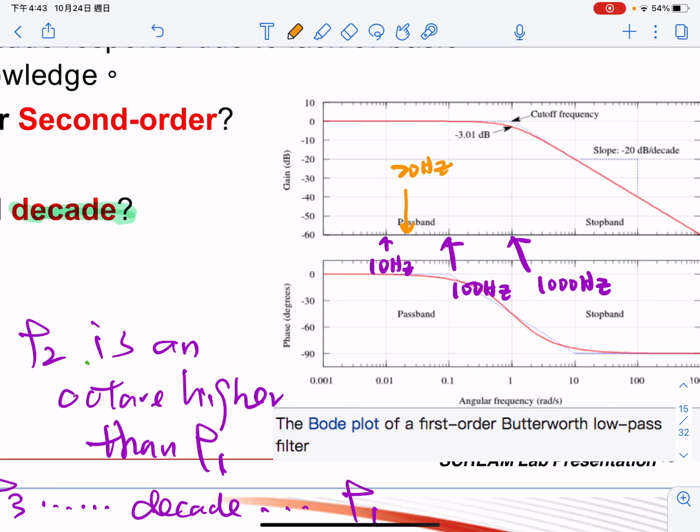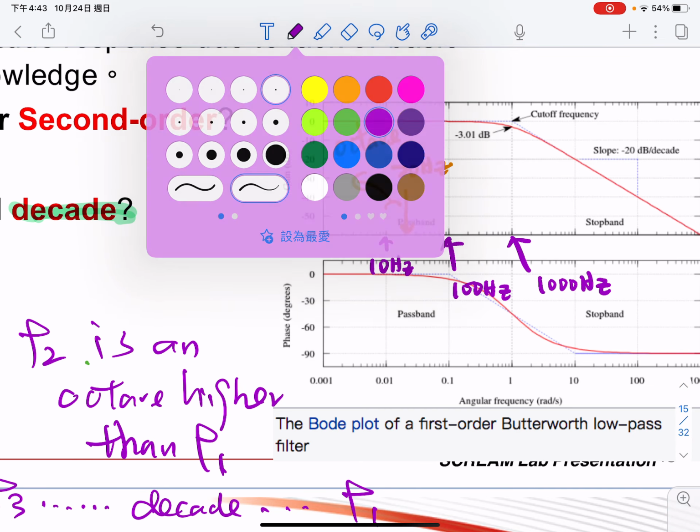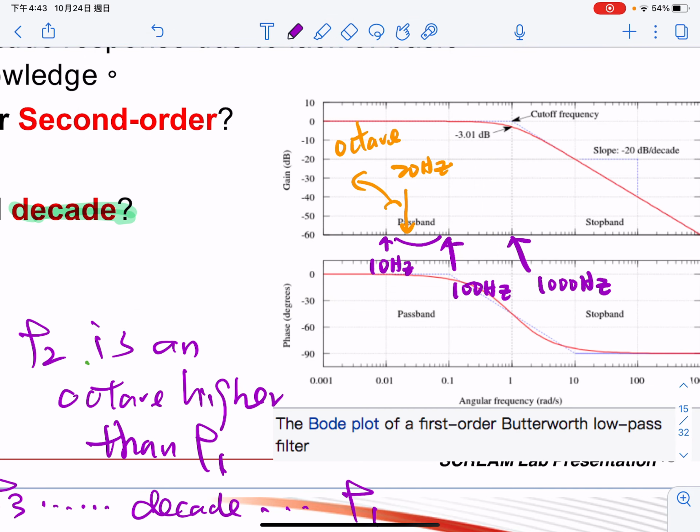Okay, so we know that this is an octave, but this will be a decade. Okay, that's the first term we want to explain.